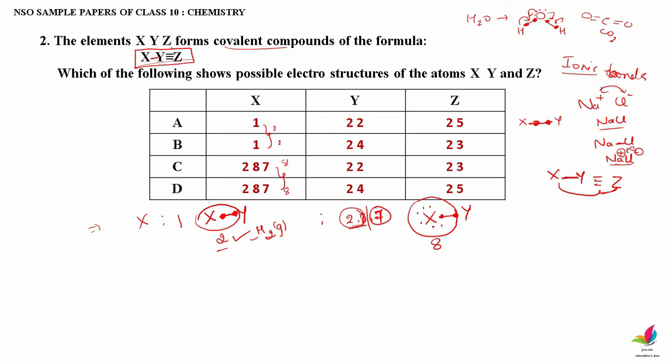And here 7 plus 1 is 8. So 8 is what? 8 is an octet configuration, and we know that an octet configuration is a stable configuration. That's why for X, all these configurations are possible, that is A, B, C, D. All are possible for X. Okay, no problem. Then we'll see for Y.